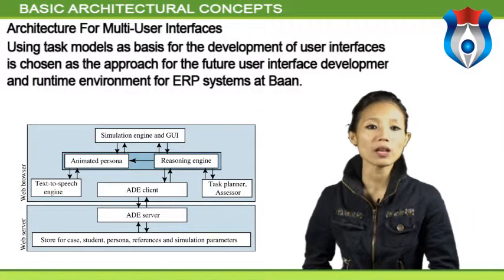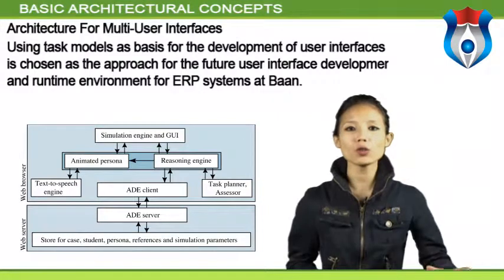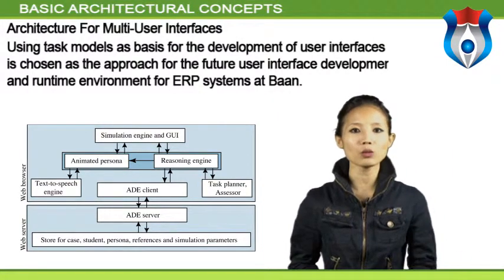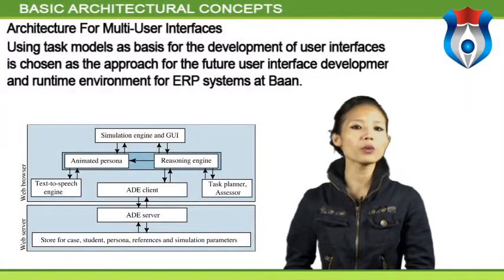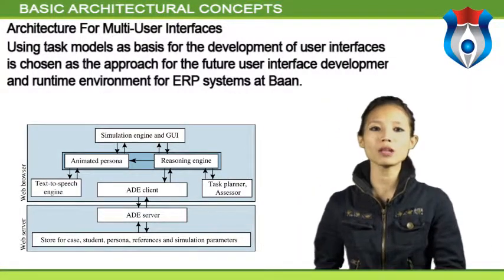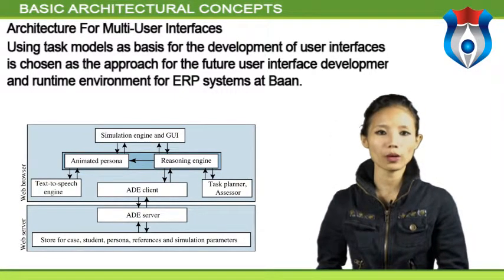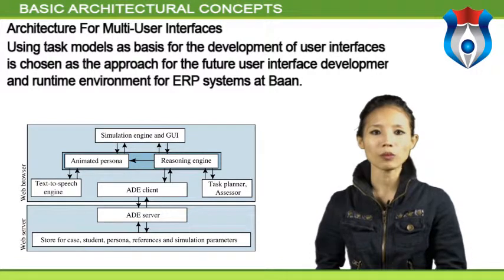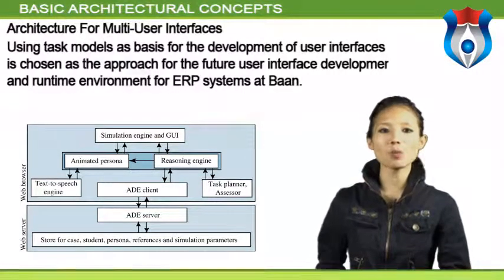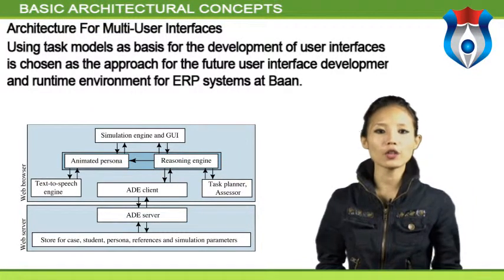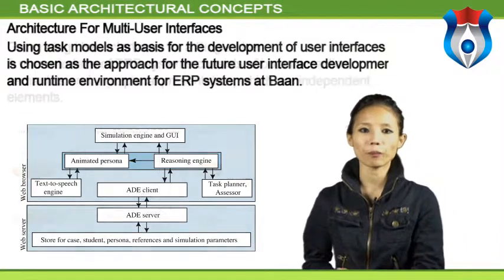Using a task model as the basis for the development of user interfaces is chosen as the approach for the future user interface development and runtime environment for the ERP system at Baan. Since communication via computer systems is and will always be an important part of daily life, we need to incorporate computer-supported cooperative work (CSCW) features into this environment. We discussed the architecture for the task modeling environment and the implication of incorporating CSCW characteristics for this architecture.